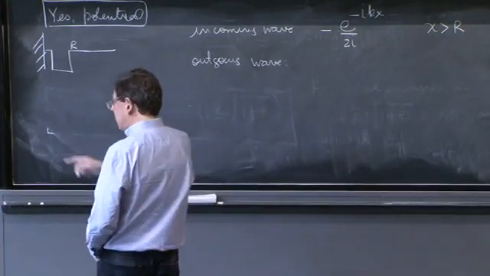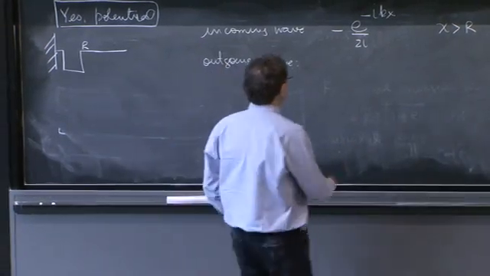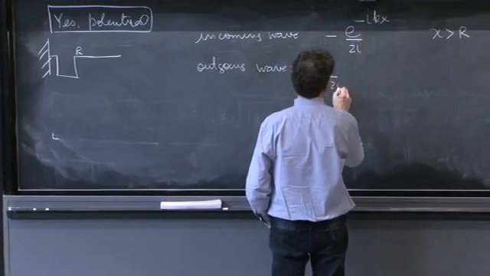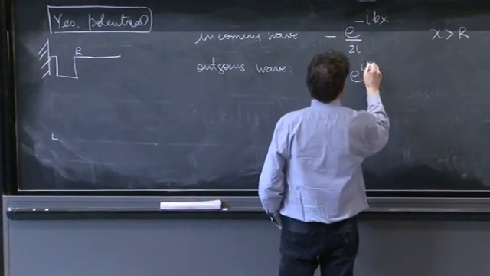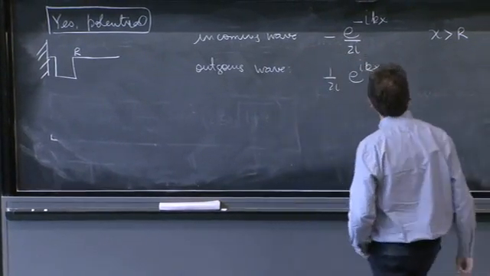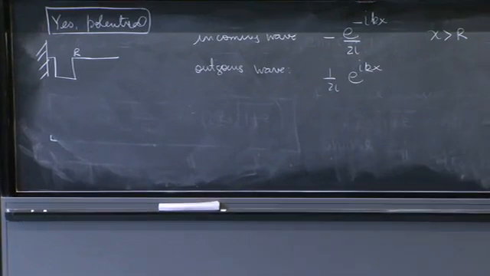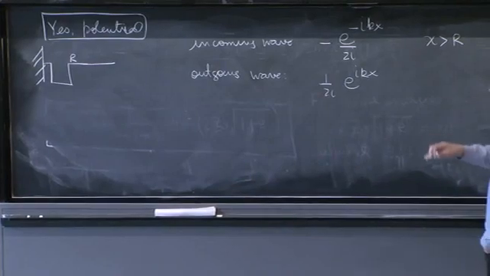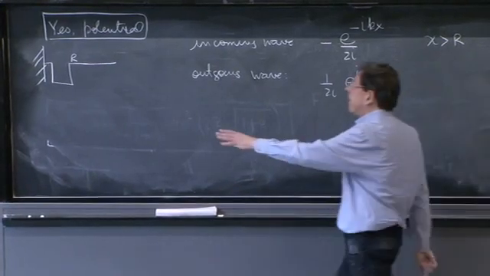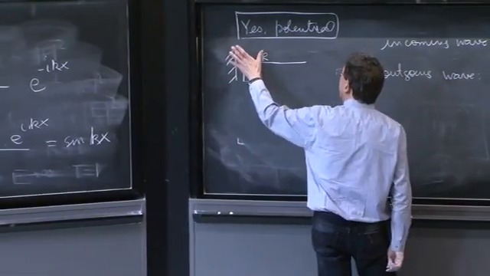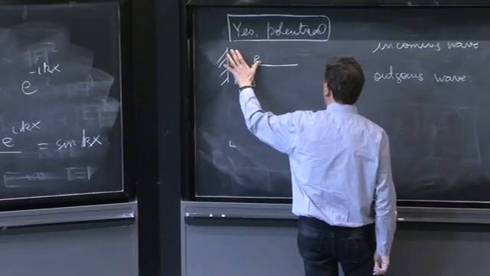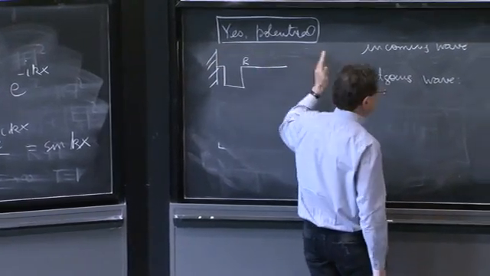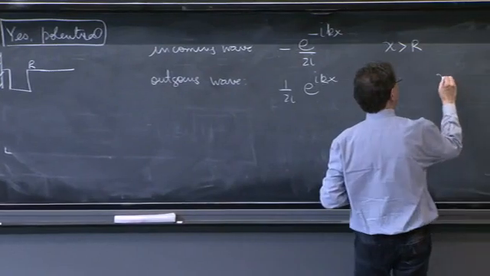Well, we would like to write it like that. So we'll say 1 over 2i e to the ikx. It's also an outgoing wave. And we have no hope of solving it here, finding what's happening here, unless we solve a complicated equation. But then let's look outside. We're still looking outside.